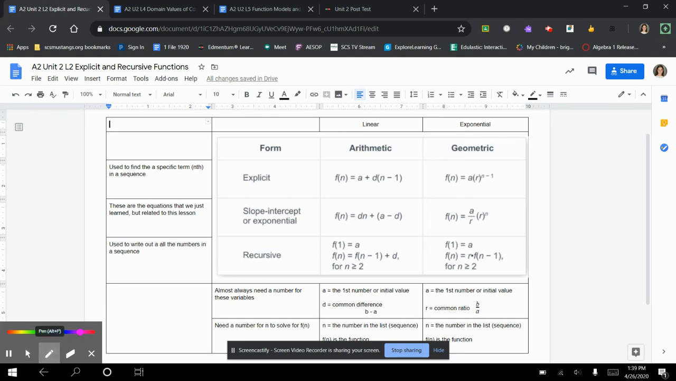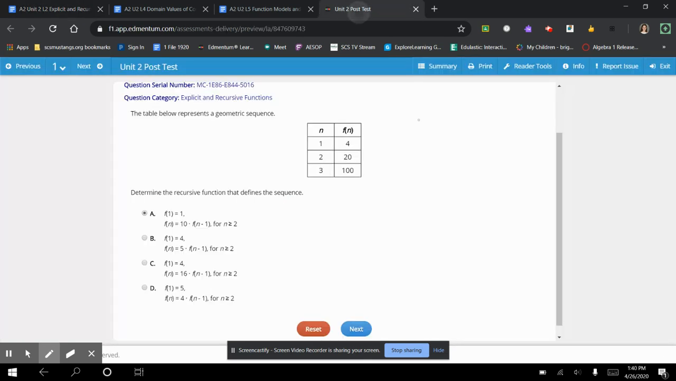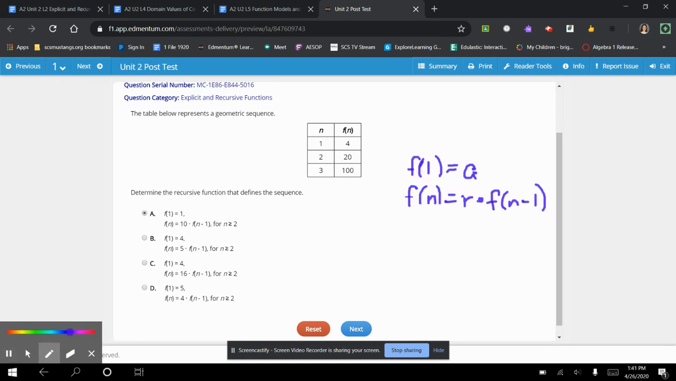So if I go and I find that form on our table, it's going to be right here. So I'm going to take that and transfer it over to what we're looking at in our Unit 2 post-test. Okay, so if we're looking here, you can see I've got f of 1 is equal to a. Remember, a represents the first term in your sequence. And then we've got f of n is equal to r times f of n minus 1.